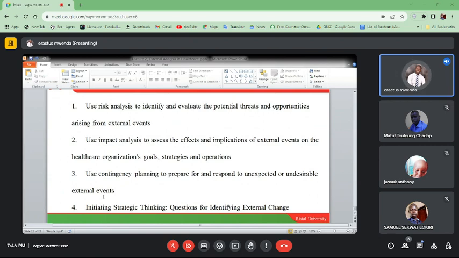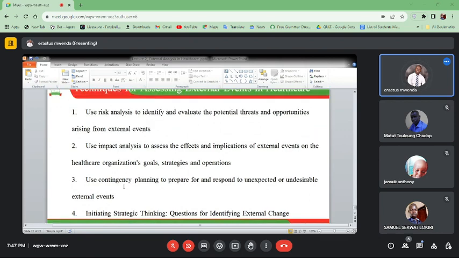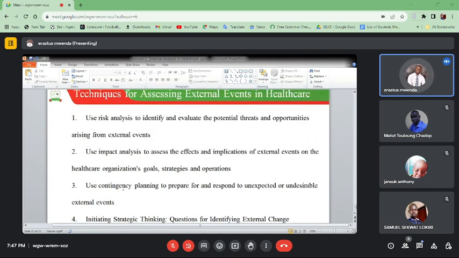And finally, we could also initiate strategic thinking where we are going to be asking different questions. For example, we can ask ourselves what is the population in our area of jurisdiction. We could also ask what emerging healthcare technologies are coming up, and whether they are technologies that we would want to adopt. So that is the discussion around the external environment of healthcare.